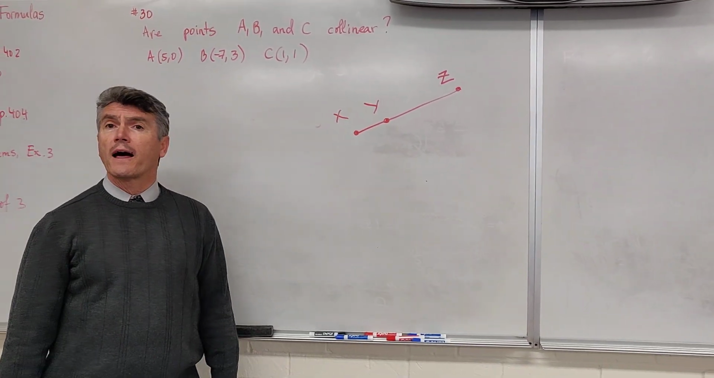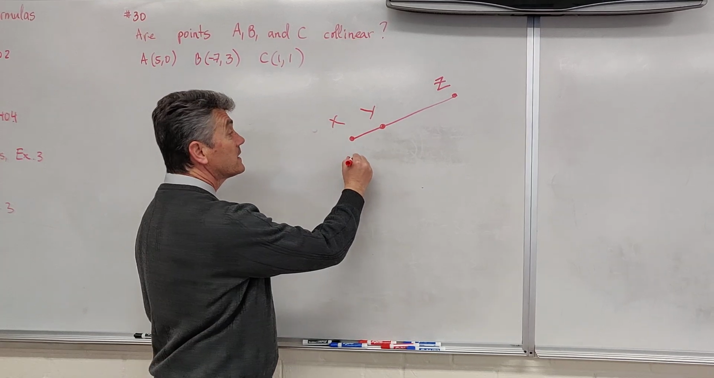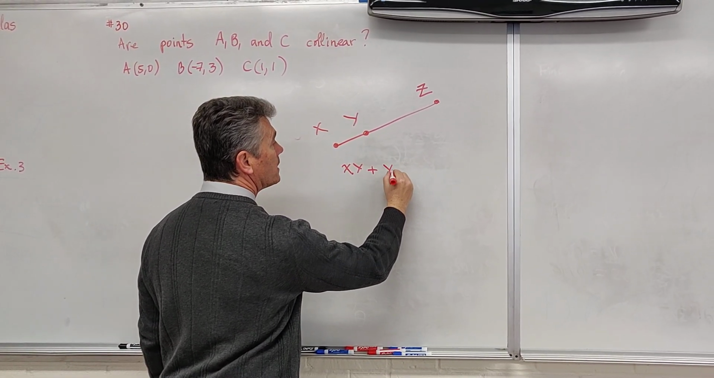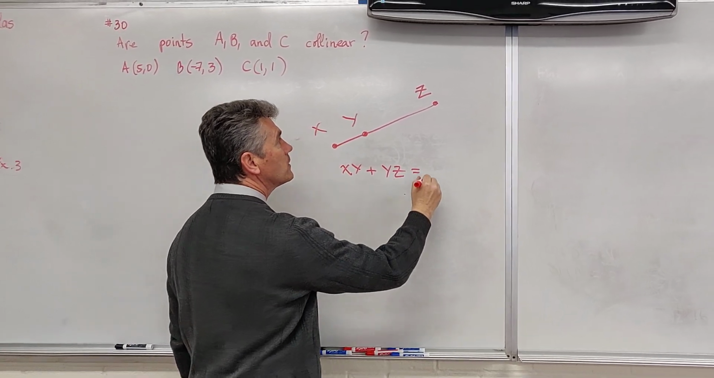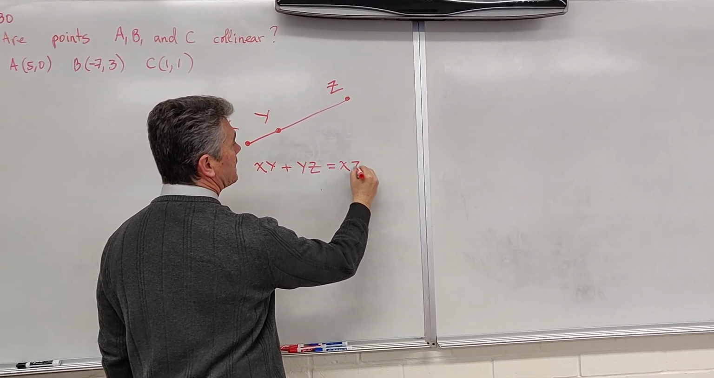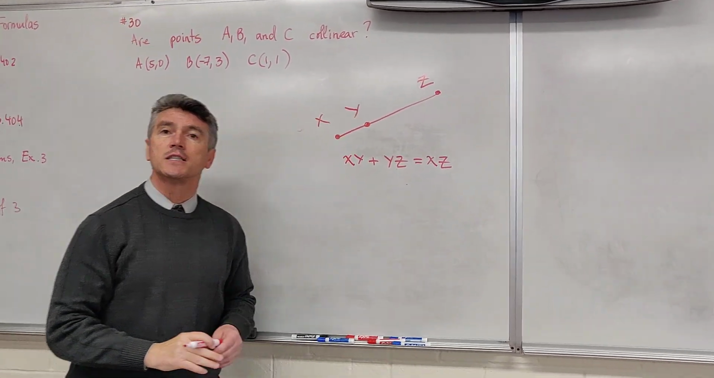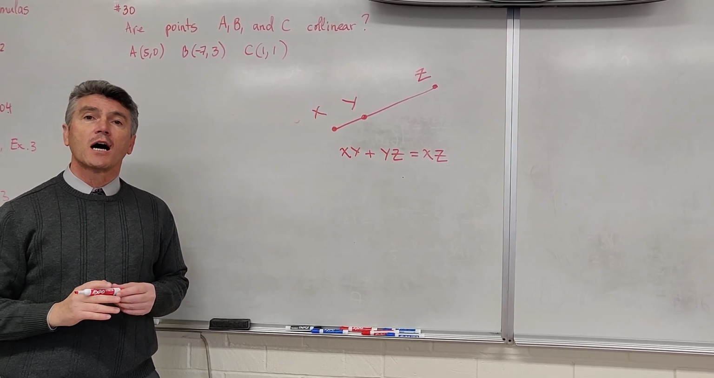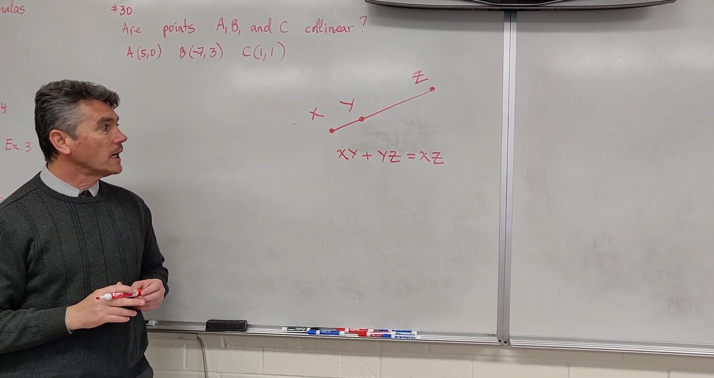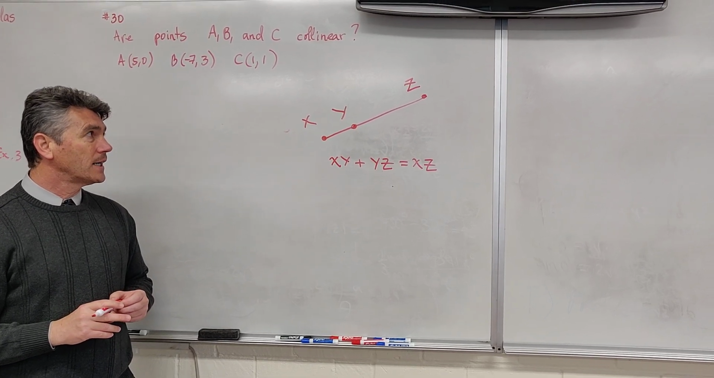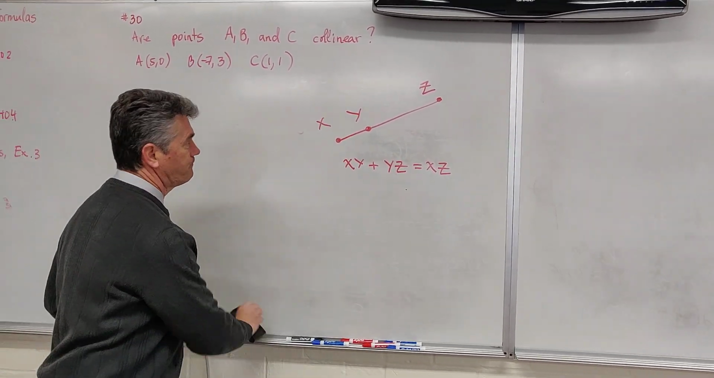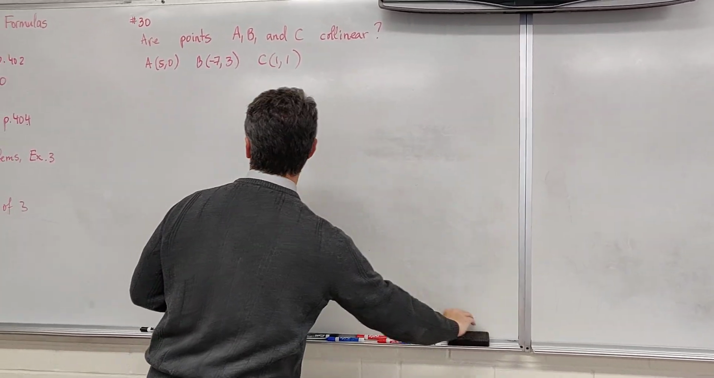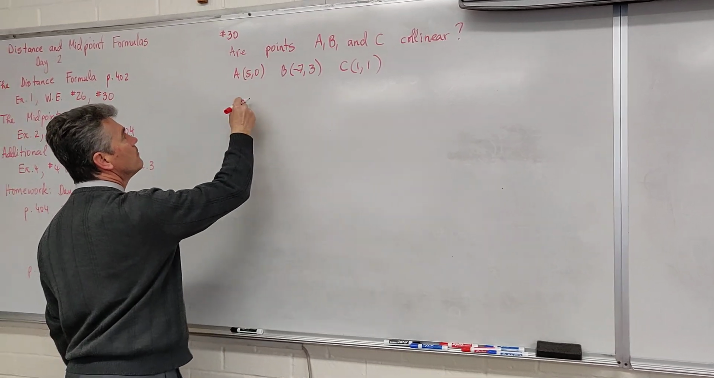From geometry, we know that the length of segment XY plus the length of segment YZ is equal to the length of segment XZ. This is known as the segment addition postulate. So, if 3 points are collinear, the sum of the lengths of the two shorter sides is equal to the longer side. And that's the goal for us. We're going to erase the postulate, and now we're going to find the distance from A to B.